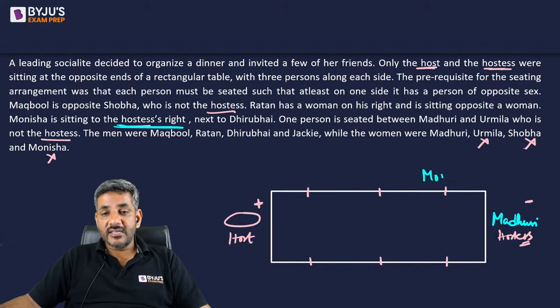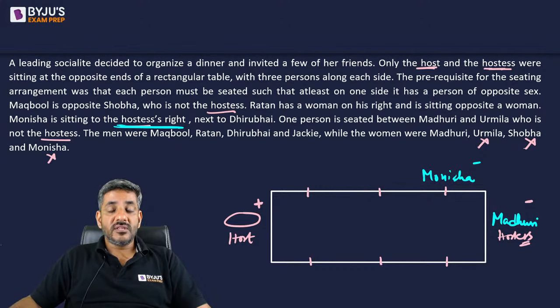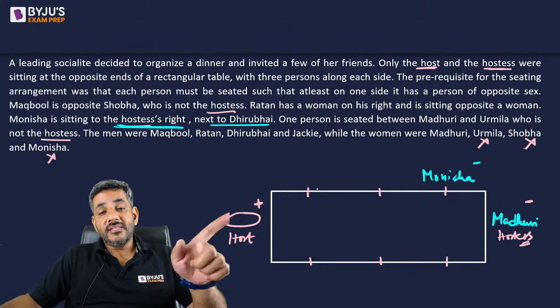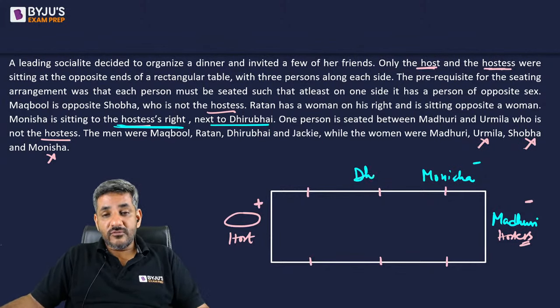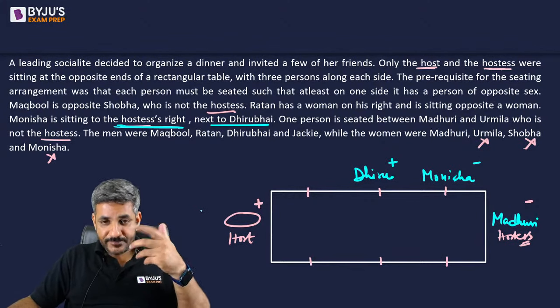So Monisha is sitting to the hostess's right. Monisha is over here. What next? Monisha is sitting to the hostess's right next to Dhirubai. So Monisha is next to Dhirubai as well. So Dhirubai would be here and Dhirubai is a male, right?